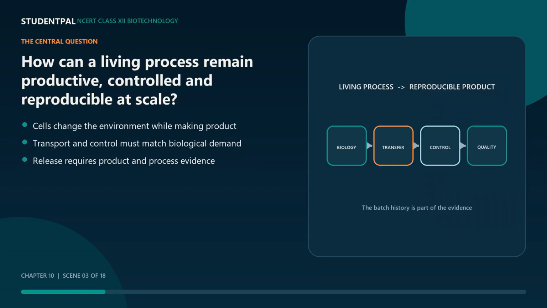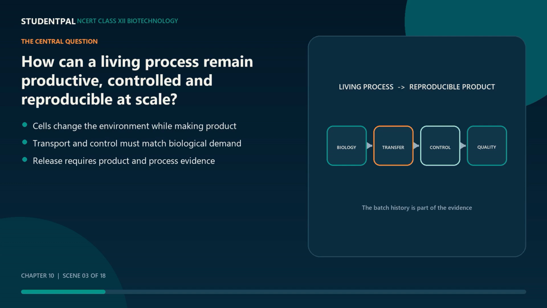The central challenge is that the production system is alive. Cells consume substrate and oxygen, release heat and waste, change pH, alter broth viscosity, and may respond to stress by changing growth or product formation. The reactor must therefore deliver nutrients and gases, remove heat, and maintain suitable conditions throughout the vessel.